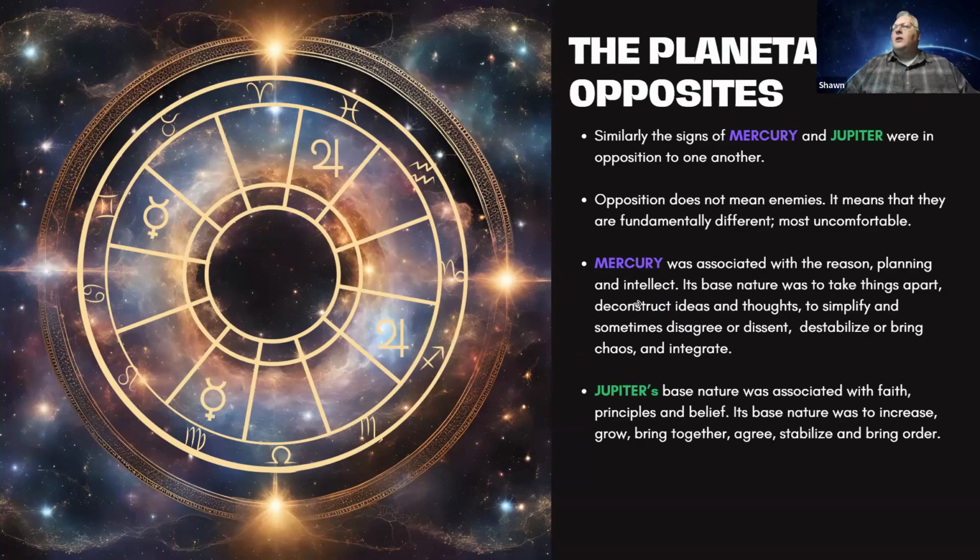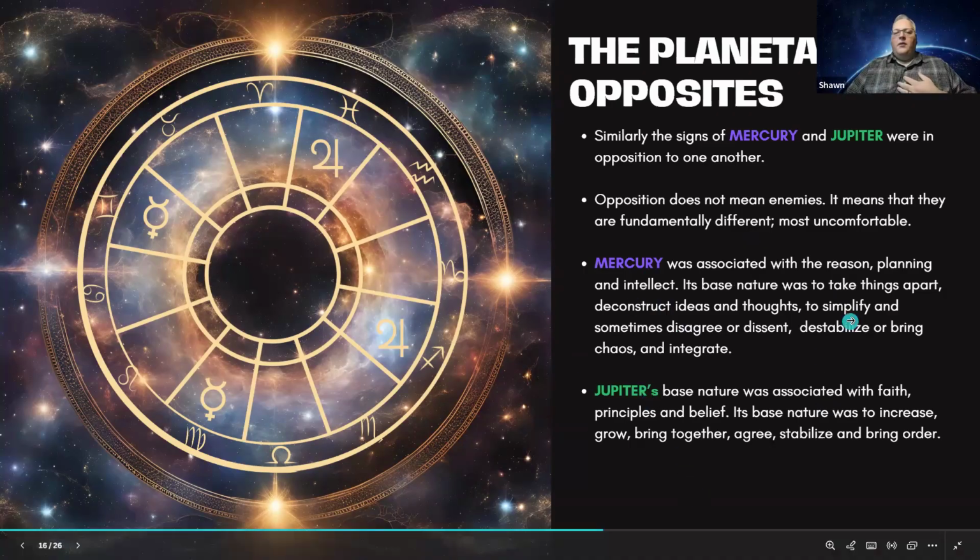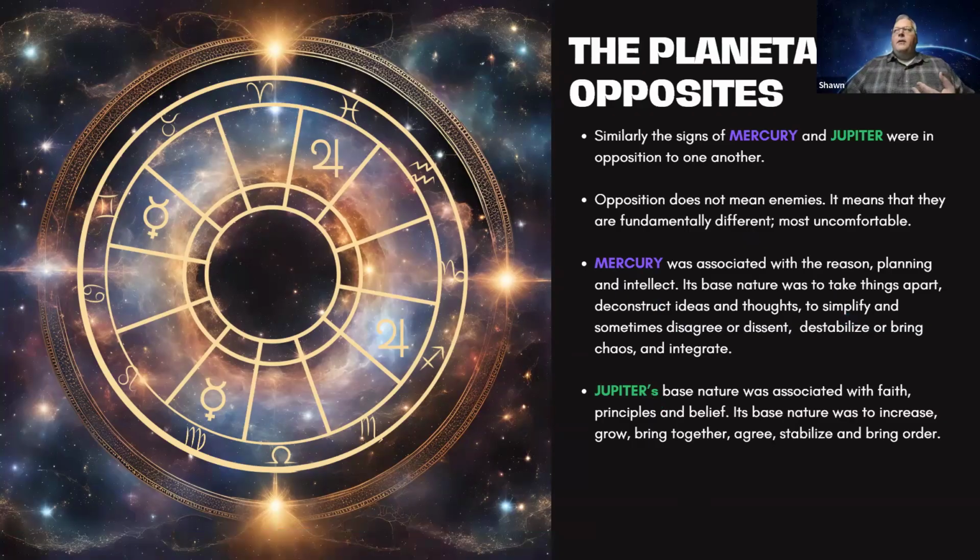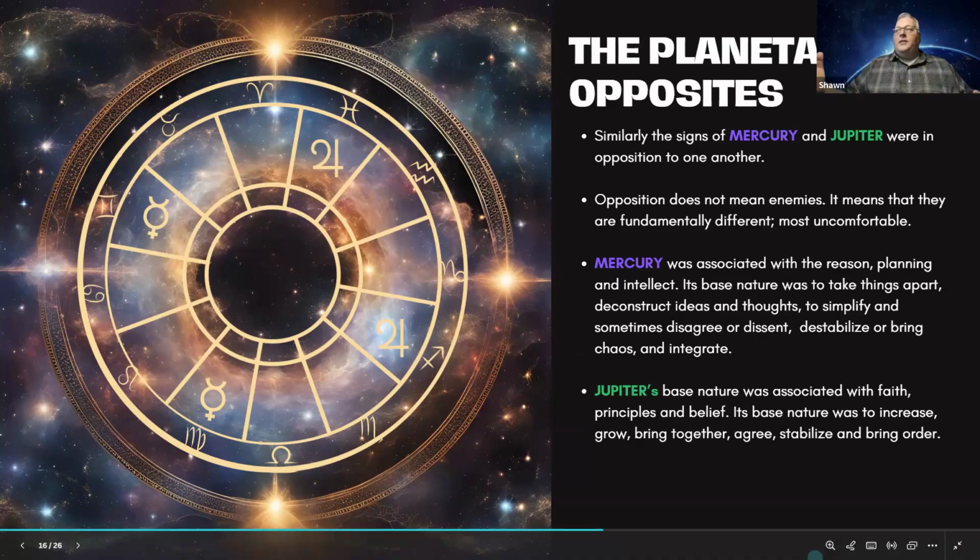Now let's think about Jupiter. Jupiter's base nature was associated with faith, principles, and belief. Unlike Mercury, who likes to deconstruct things and is more rational and logical, Jupiter is more subjective, aspirational, positive, maybe like overly positive or encouraging. Jupiter's base nature was to increase, to grow, to bring together, to accumulate things. Jupiter loves abundance. Mercury thinks there's a point at which abundance is good, but then there's a point at which abundance is too much. And so Mercury thinks that it's illogical to have all this stuff. Mercury wants to simplify. Mercury wants to break down. Mercury wants to go minimalist and keep things simple.